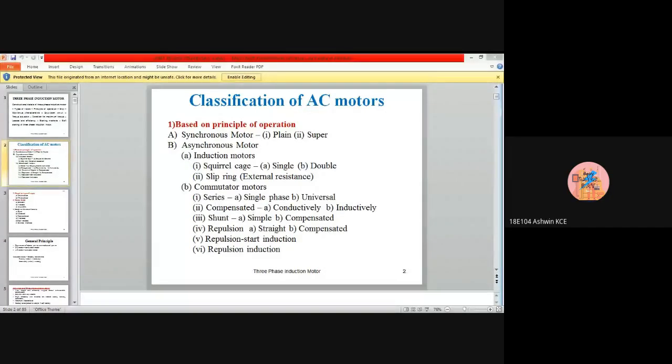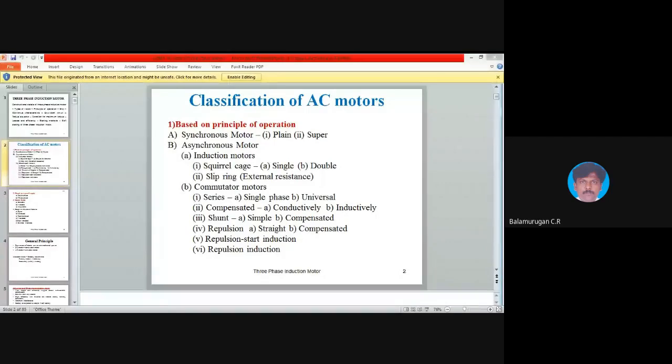Sir, asynchronous motors. Asynchronous motor need a self-starting. Okay, good, very good. So similarly, here we have a 3-phase and single phase. Single phase motor is not self-starting. It will not self-start, so we need an additional arrangement. But in the case of 3-phase induction motor, it will automatically self-start. If you give the input supply, it will self-start. So a self-starting arrangement is not needed in the case of 3-phase induction motor.